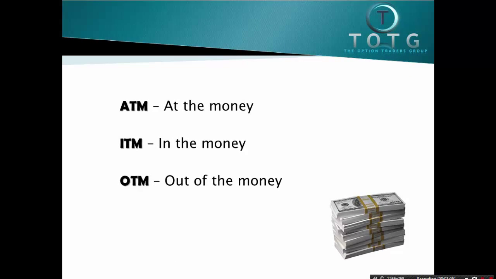Okay, so ATM, ITM, and OTM, and this is just a quick overview of what they mean. I'm going to go more into detail on each one of these categories in just a minute. But the ATM is the at the money, the ITM is the in the money, and the OTM is the out of the money. So let's discuss these contracts and where they are on an option chain.